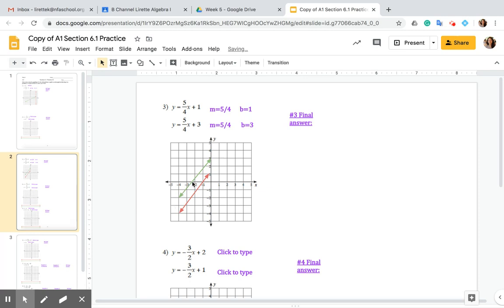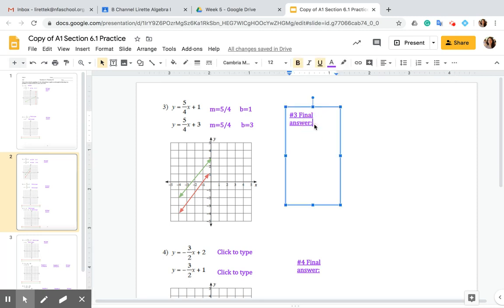And that's as many points as I can plot for that line as well. They're parallel, which means they don't intersect. And if two lines don't intersect, there is no solution. And that's actually what I need to write as my final answer. If you typed an ordered pair here, that's wrong, okay?